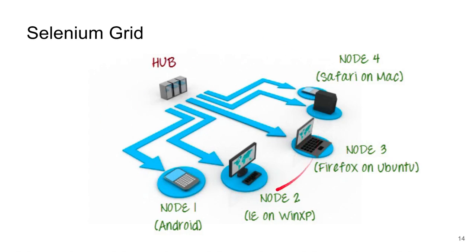This is a network of different components. This is a system running Internet Explorer on Windows XP. This is another system, a laptop, running Firefox on Ubuntu. Ubuntu is a Linux OS. Similarly, you have a Safari browser running on a Macintosh, and you may have an Android browser running on a phone. So all these things are connected over a single Wi-Fi or local area network, and all of them are available.